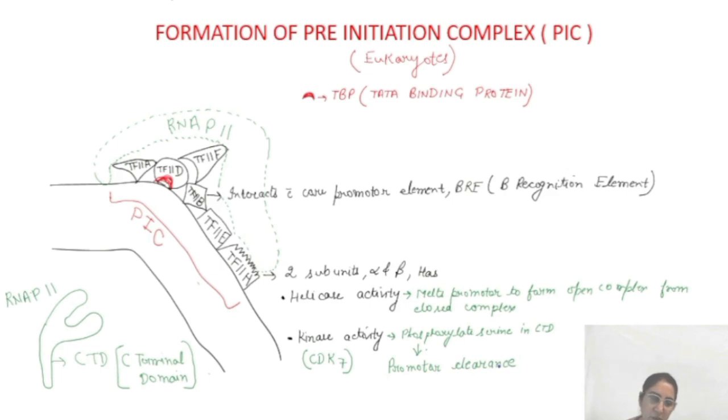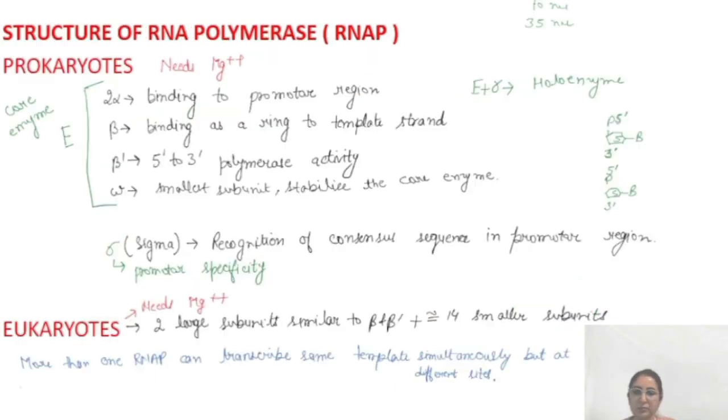What is promoter clearance? When the RNA polymerase enzyme clears the promoter region and moves towards the structural region, that process is called promoter clearance. So kinase activity phosphorylates the serine residues in the CTD and helps in the promoter clearance.